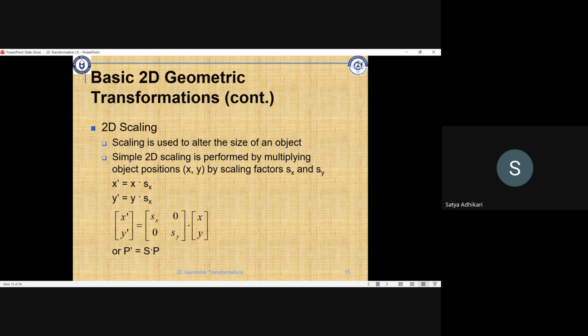So in short you can write P dash equal to S dot P.